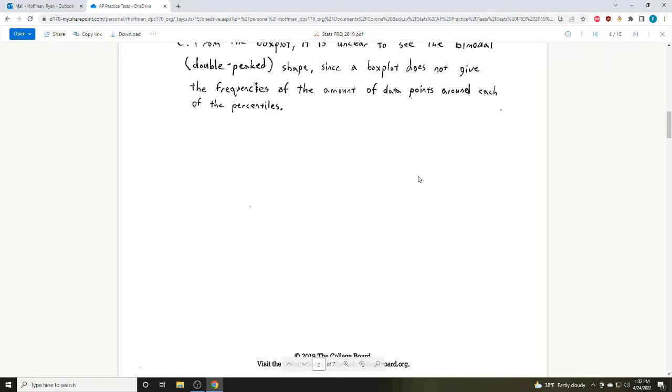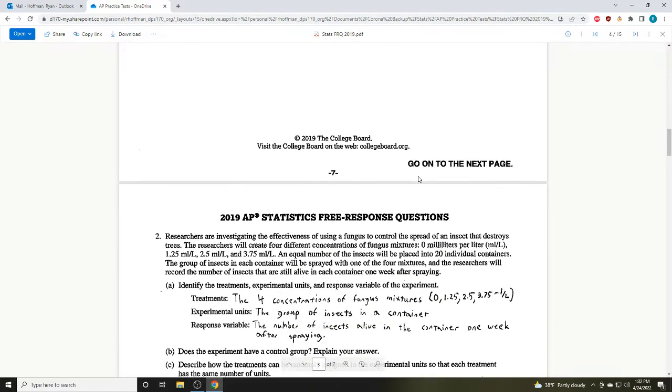Moving on to number 2. Number 2 asks you about the design of this experiment. So first of all, the treatments are the concentrations. So there were 4 different concentrations that they were giving. That's the treatments that we are putting in. On, what are we putting the treatments on? The experimental units, which is the group of insects in a container. And there are 20 of those, or the containers. But you needed to be specific that that's what we are applying the treatments to.